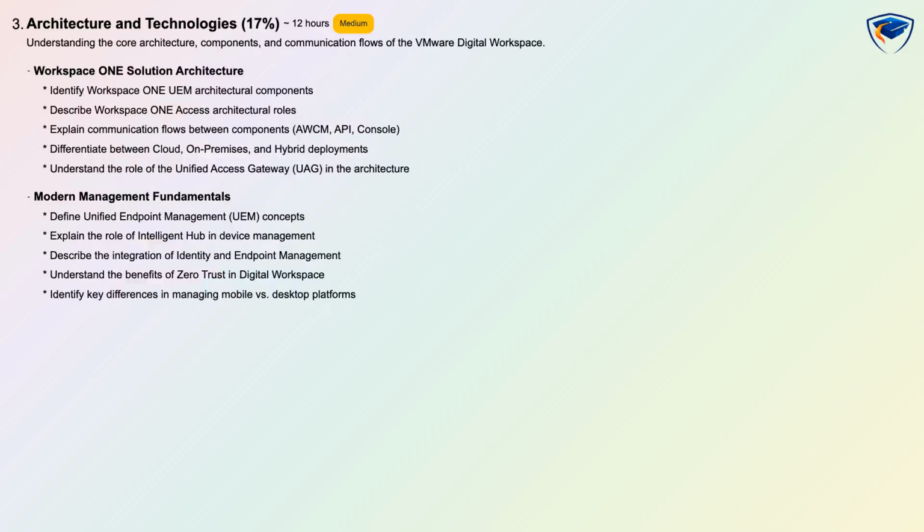Architecture and technologies represents 17% and focuses on the core architecture and component communication of the VMware digital workspace. This medium difficulty area needs about 12 hours of study and uses conceptual and scenario-based assessment formats. You will identify UEM and access architectural components, understand communication flows such as AWCM and API interactions, and learn the roles of cloud, on-premises, and hybrid deployments. The role of Unified Access Gateway is explained along with modern management fundamentals like UEM concepts, Intelligent Hub, Identity Integration, Zero Trust benefits, and platform differences.